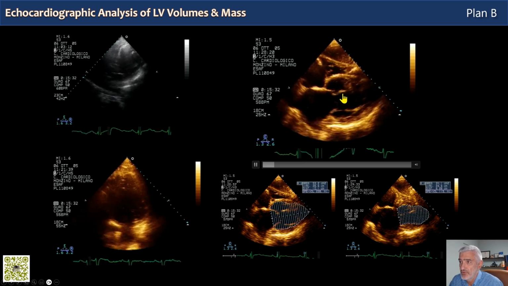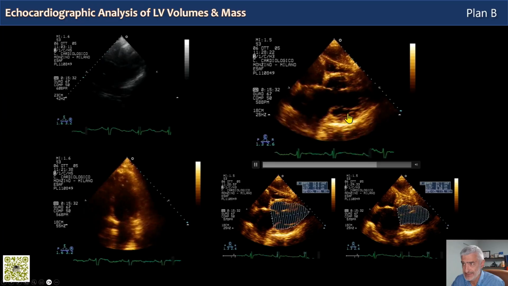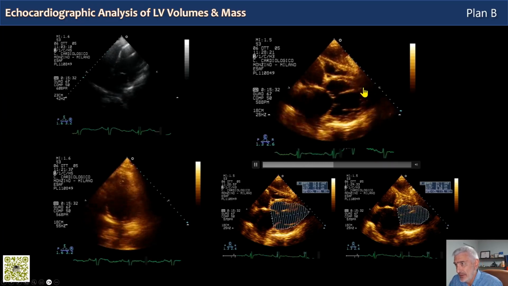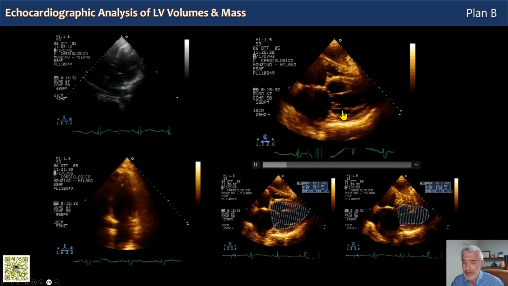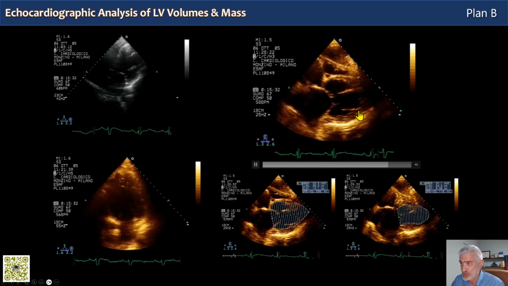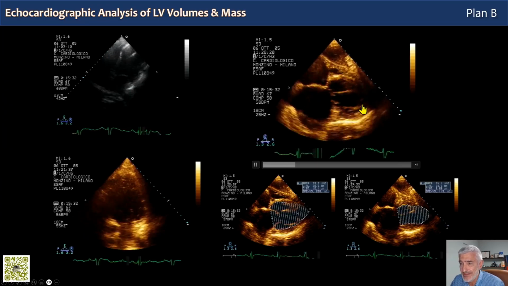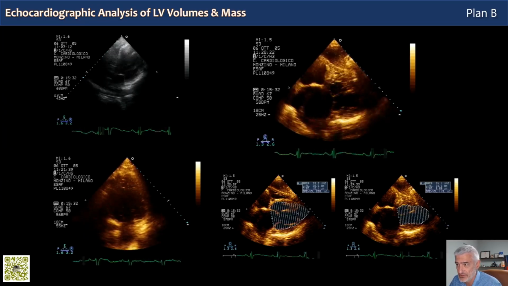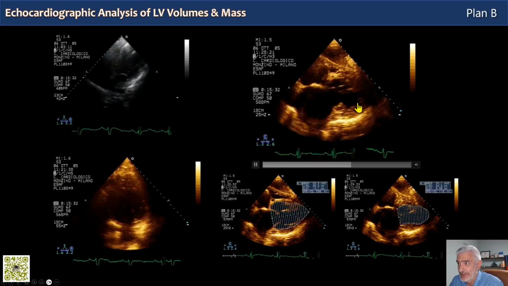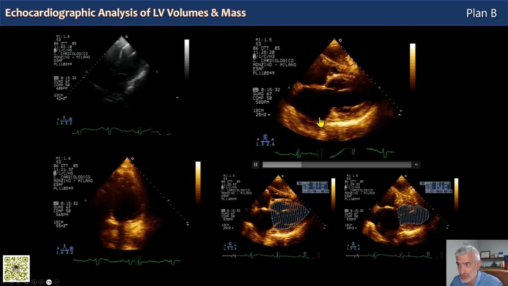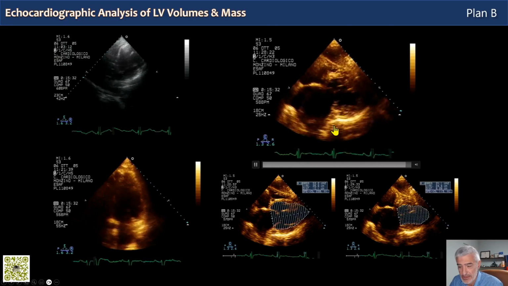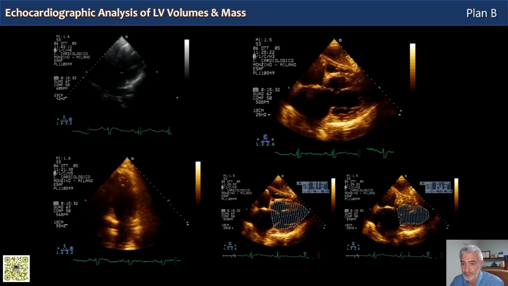In the subcostal view, you have a 4-chamber. In this case, we were lucky, you could see the endocardium very well, so why not do the 4-chamber volume and ejection fraction here? So you will only have a monoplane ejection fraction and volumes, but a monoplane ejection fraction in this patient is better than no ejection fraction at all.